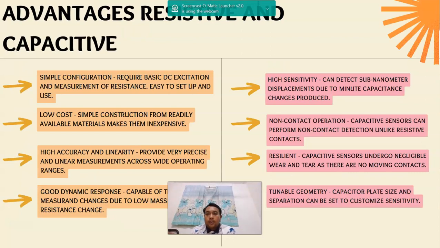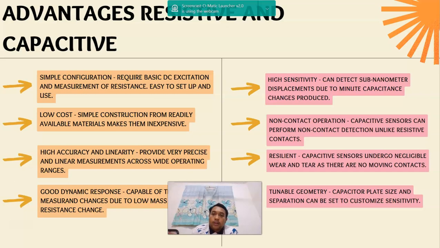Okay, for the advantages of both sensors, resistive and capacitive. For the resistive sensor, first, it has a simple configuration, requiring basic DC excitation and measurement of resistance, easy to set up and use. Second, it is low cost, with simple construction from readily available materials, making them inexpensive. Third, high accuracy and linearity, providing very precise and linear measurement across a wide operating range.